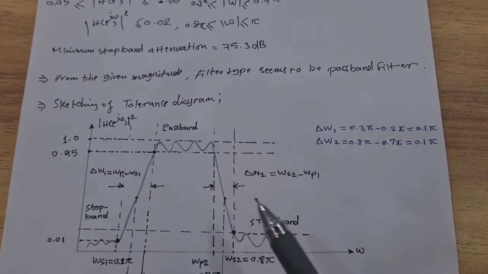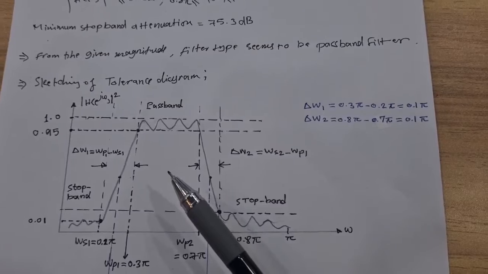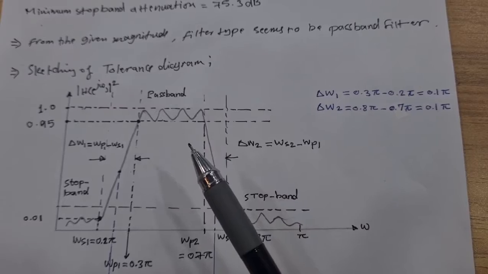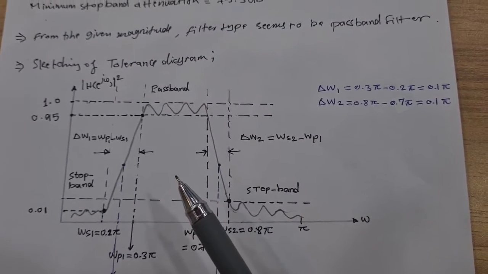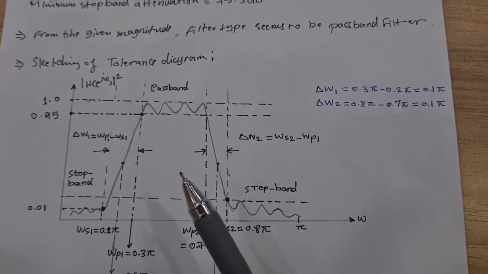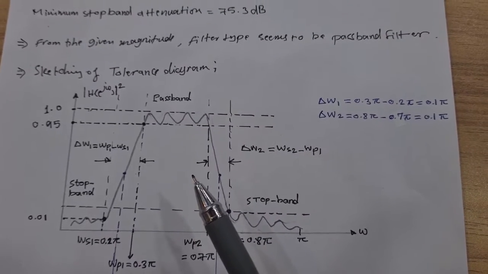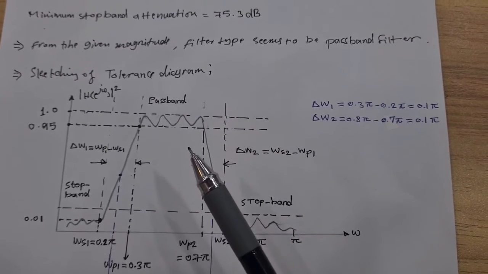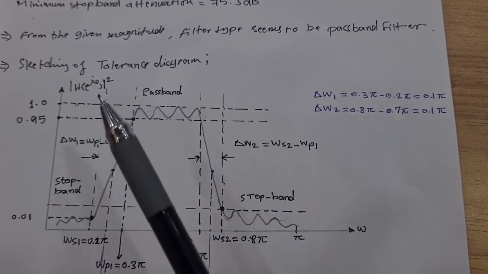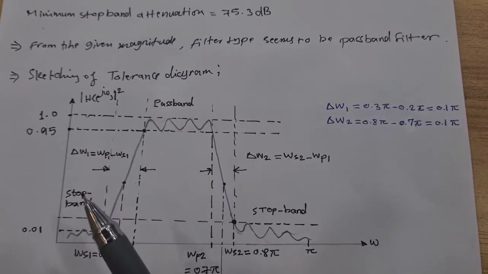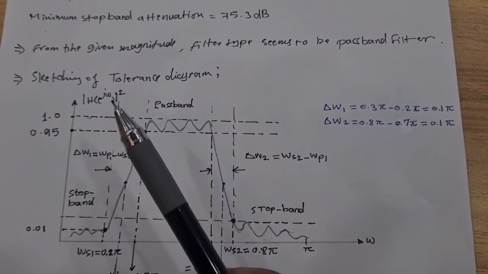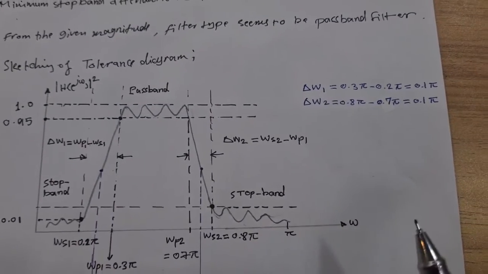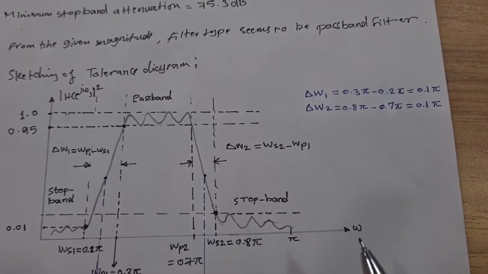So the first step is how to draw the tolerance diagram. The tolerance diagram is a diagram that clears the cutoff frequencies and the magnitude of the passband frequencies. So we have two coordinates: the vertical, |H(e^jω)|², which refers to magnitude, and the horizontal, which is ω or frequency.